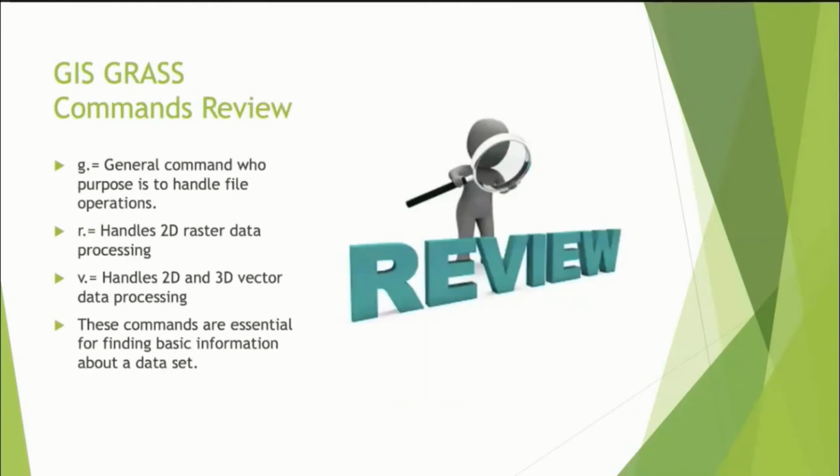And then just to go over all these again, because these are all important. So again, the G command is just a general command, and its purpose is to handle the file operations, whereas your R command handles the 2D raster data processing. And then the V command handles both 2D and 3D vector data processing. And again, these are essential for finding the basic information about the data set that you're working with.